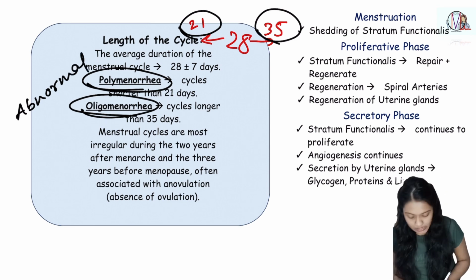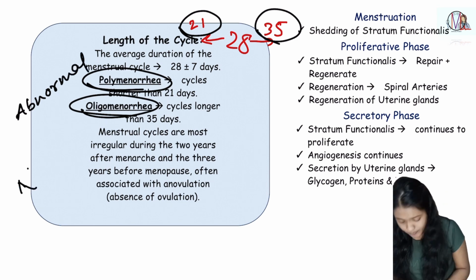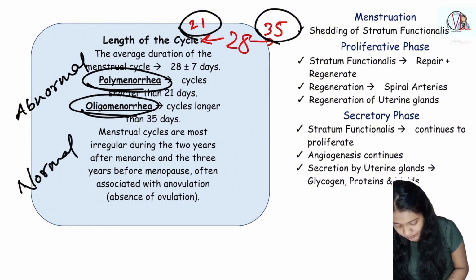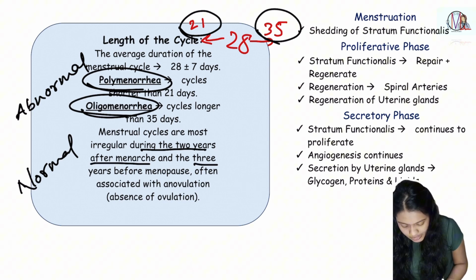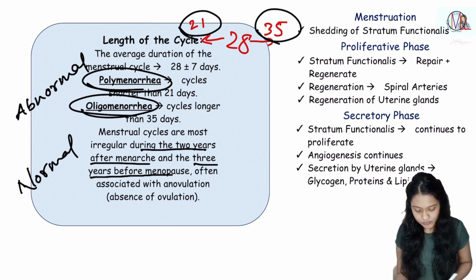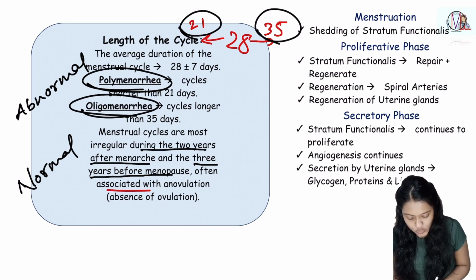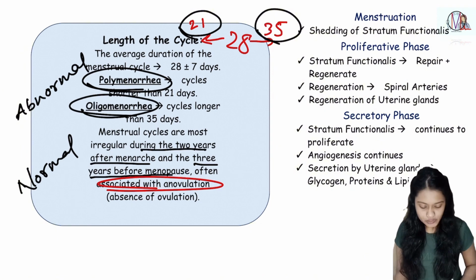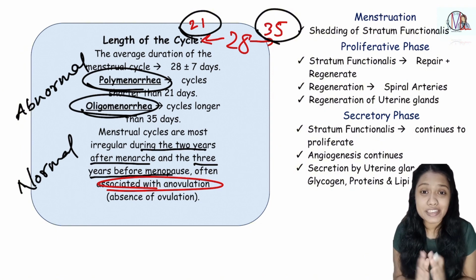But it can be normal during the 2 years after menarche or 3 years before menopause. This is normal and it is associated with anovulation. Okay, this was all about the menstrual cycle.